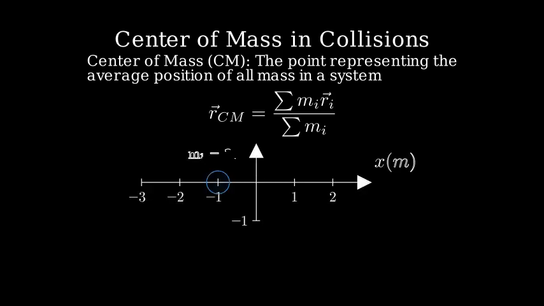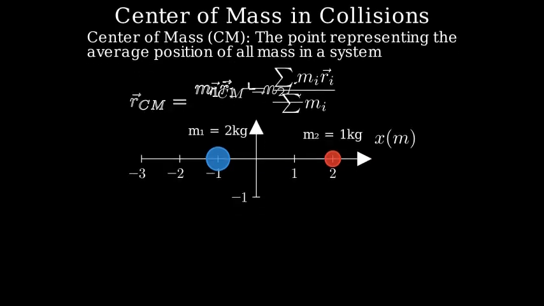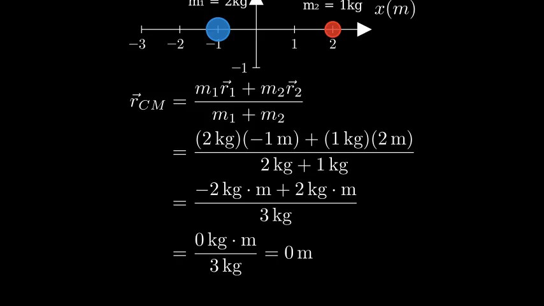Here we have two masses, m1 and m2, positioned on an x-axis. If I tell you that m1 is 2 kilograms and located at x equals -1 meter, while m2 is 1 kilogram at x equals 2 meters, we can calculate the center of mass position. The center of mass would be located at x equals 0 meters, which makes sense as the heavier mass pulls the center of mass closer to itself.